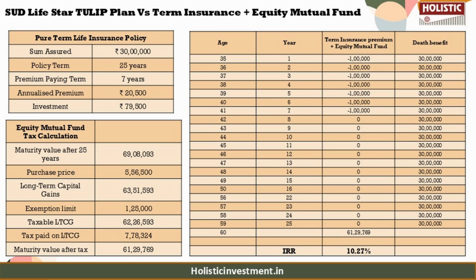So the term insurance plus mutual fund combination not only provides you with adequate life cover but also generates inflation beating returns. In contrast, the SUD policy delivers lower returns, making it inefficient for long-term wealth creation. By opting for the split strategy, you achieve faster wealth accumulation without compromising on protection.